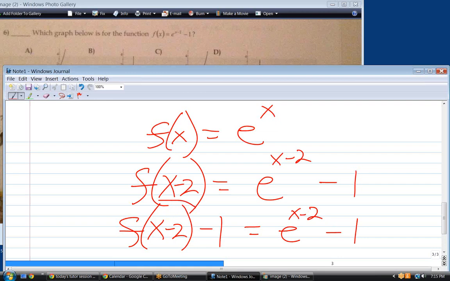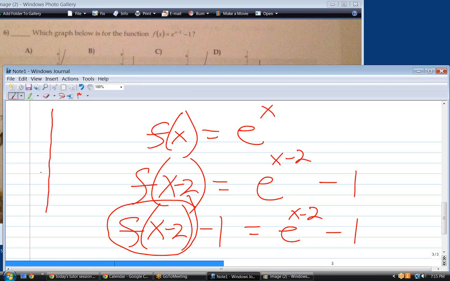Well, when you do this kind of thing, what are you doing? That's a horizontal shift. To which direction? 2 to the right. Good. And the minus 1 is what? A shift 1 down.